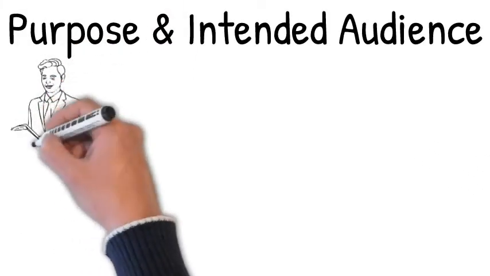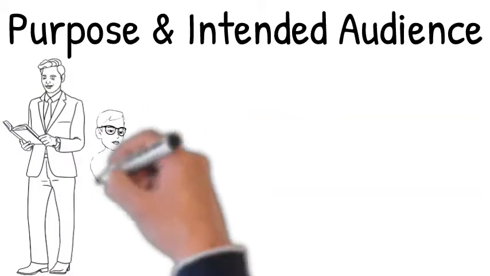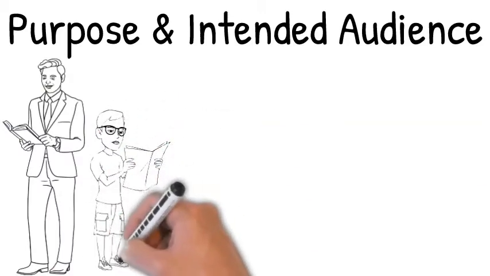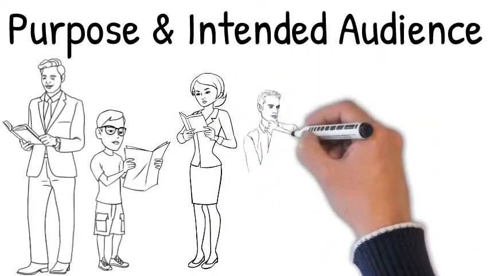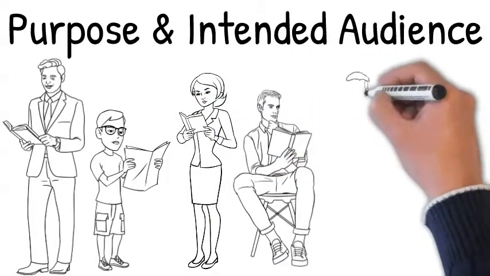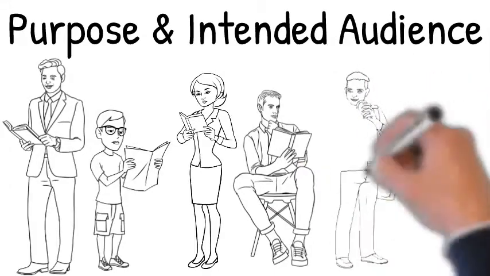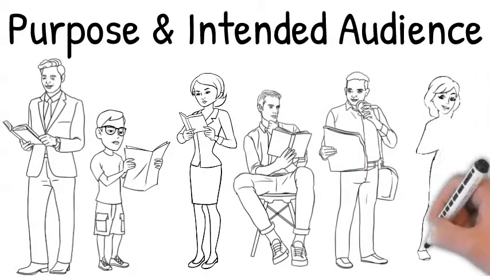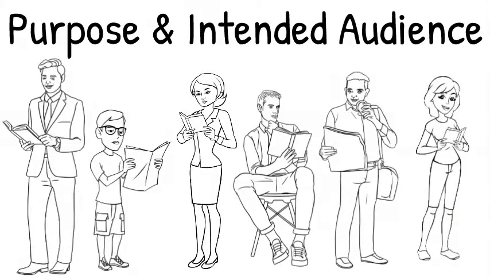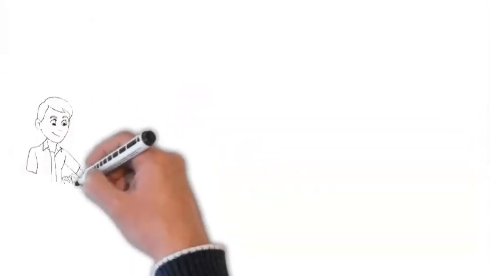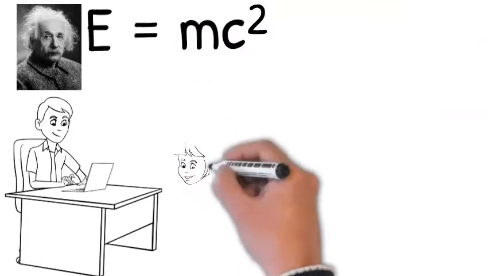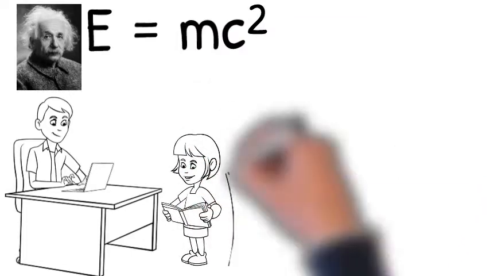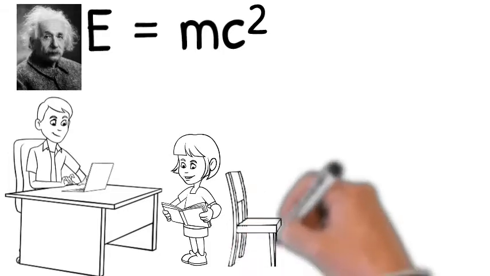Next, let's look at your purpose and your intended audience. These two things are connected because you need to judge how familiar your intended audience will be with your topic, and also judge how much your audience will understand your topic and appreciate the importance of your point of view. For example, if you are writing a paper to describe the significance of Einstein's equation E = mc squared, the background information must take into account your reader's background knowledge.